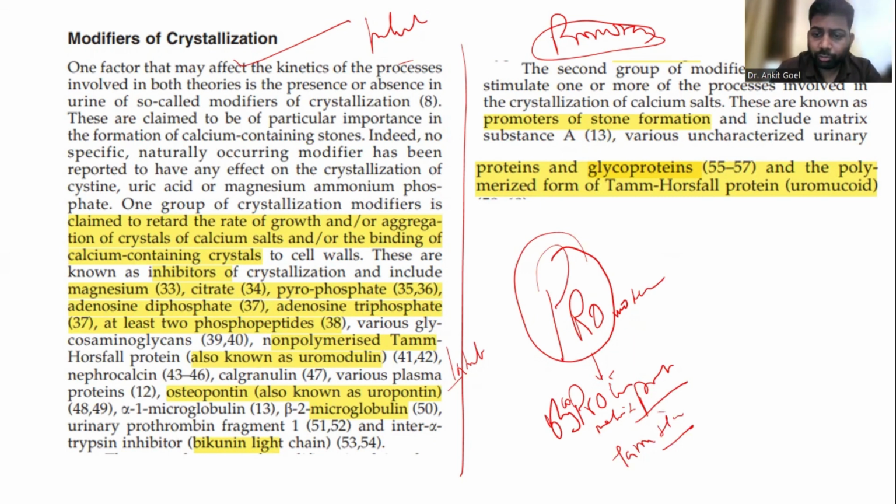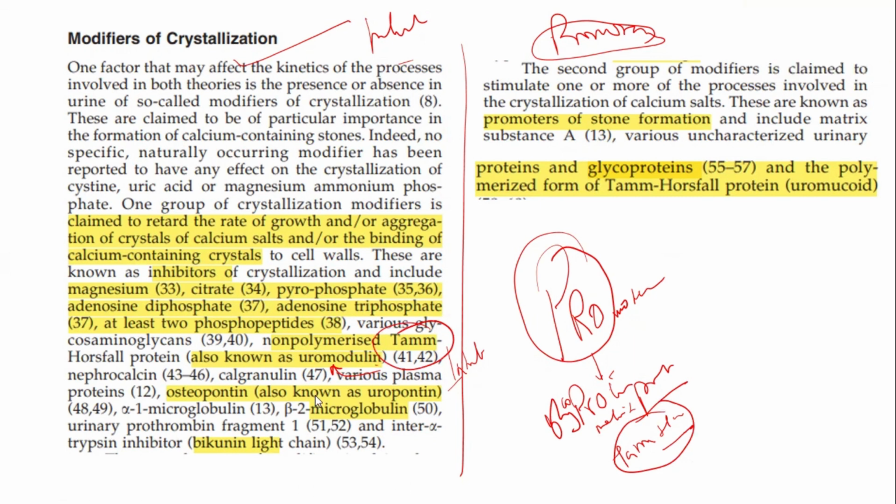What about the Tamm-Horsfall protein? When you read Tamm-Horsfall protein, you are also going to find it in this column, and you're also going to find it in the inhibitors. So it's both a promoter and an inhibitor. Then how do you remember the difference in the structure? When it comes to the Tamm-Horsfall protein, remember the polymerized forms are the promoters.